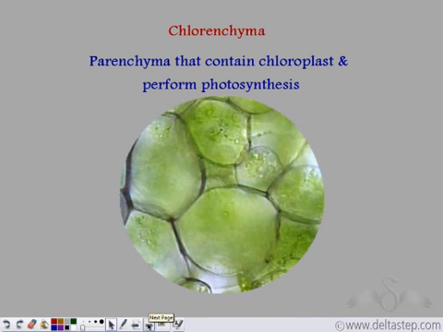Parenchyma that contains chloroplast and helps the plant to manufacture food by the process of photosynthesis is known as chlorenchyma, where chloro comes from the word chloroplast.